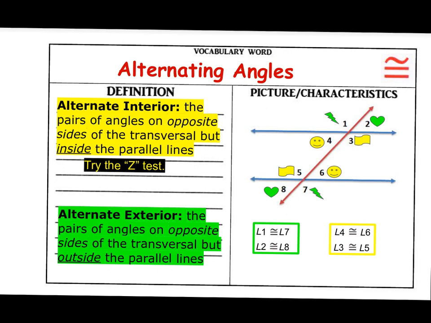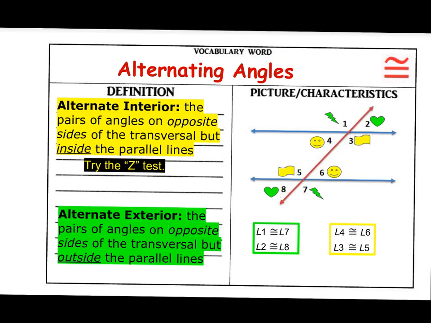Now let's move on to alternate exterior angles. Alternate exterior are the pairs of angles on opposite sides of the transversal, but outside the parallel lines. The first example would be angle 1 and angle 7. Those two angles are congruent. They have the same measure. So they are located on the outside of the parallel lines and on opposite sides of the transversal.